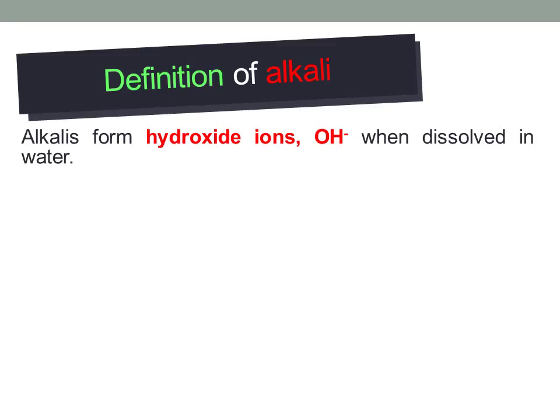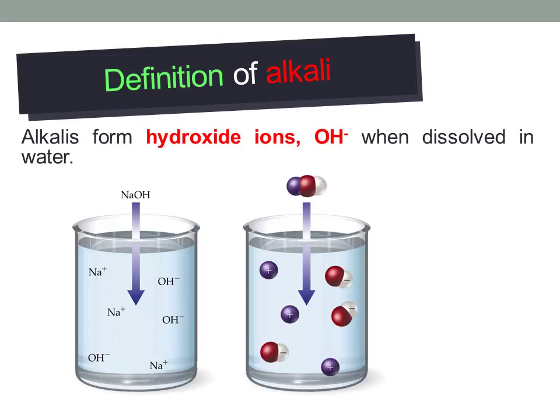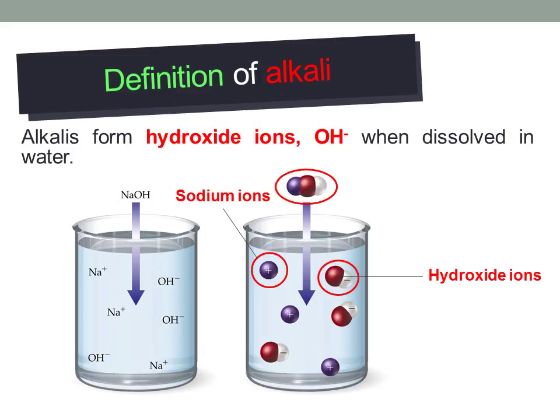So, while acids form hydrogen ions, alkalines form hydroxide ions when dissolved in water. As you can see in the diagram, sodium hydroxide dissociate to form sodium ions and hydroxide ions. It is the hydroxide ions that give alkaline its alkaline properties.